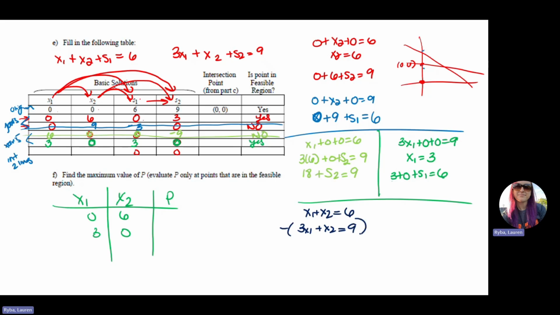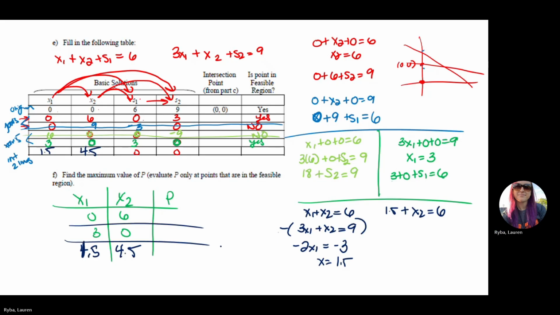And if I subtract them, my x2s will cancel out. So x1 minus 3x1, negative 2x1, those are gone. 6 minus 9 is negative 3. And then when I divide, I get 1.5. And if I plug that back in, 1.5 plus what is 6? That's 4.5. So 1.5, 4.5. Now we have our 3 test points that we can plug in.